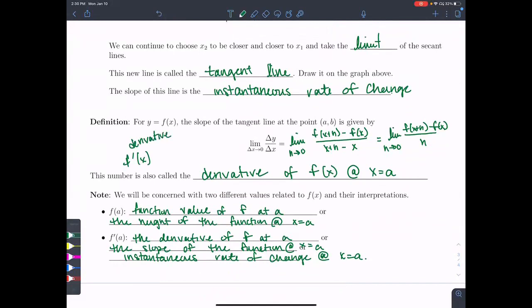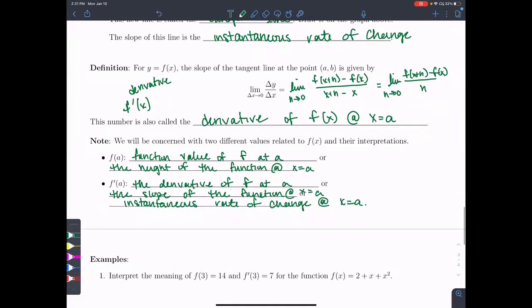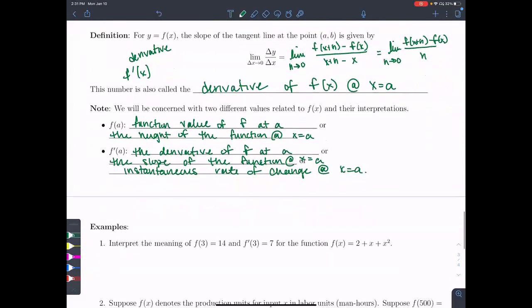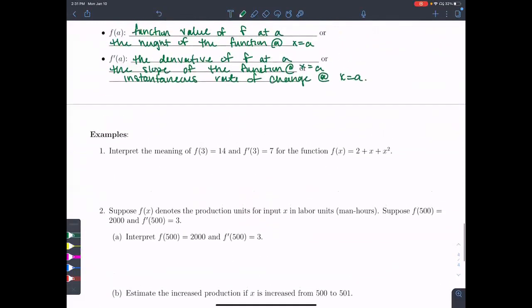So f of a is the function value of f at a, which is what you knew before you came in this class, or is the height of the function at x equals a, the y value, right? F prime of a is the derivative of f at a, which is the slope of the function at a, the slope of the tangent line, which is also the instantaneous rate of change at x equals a.